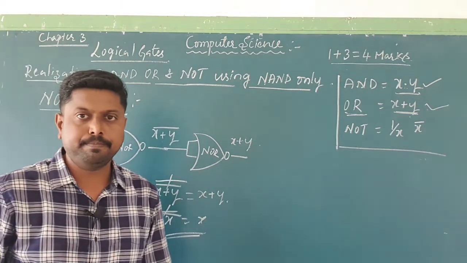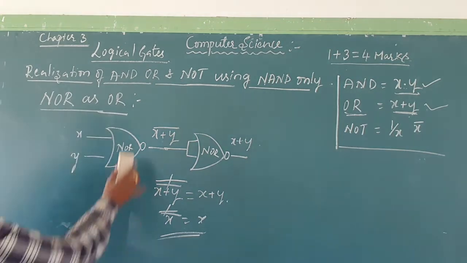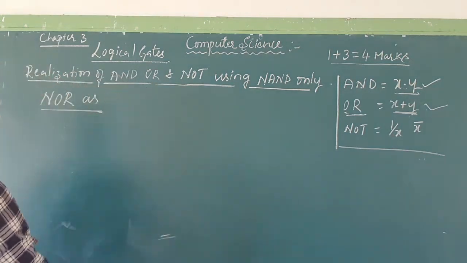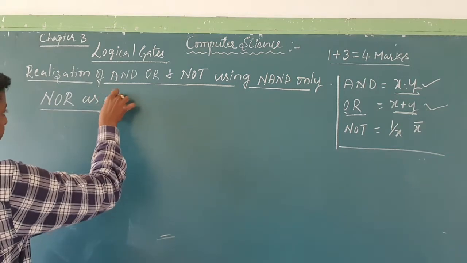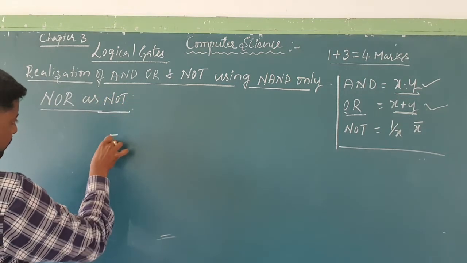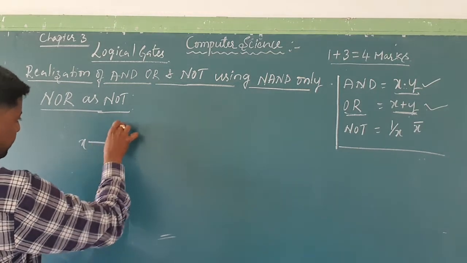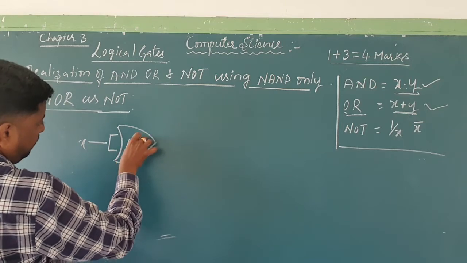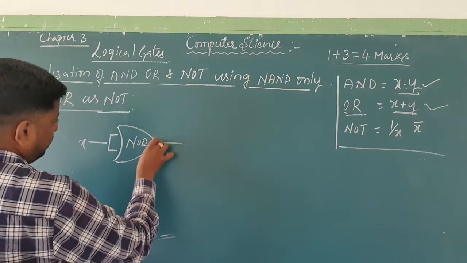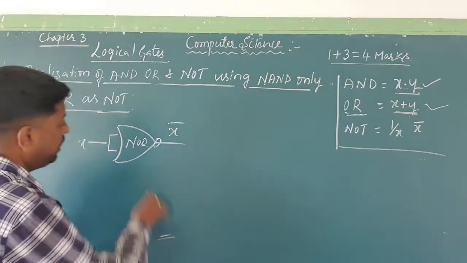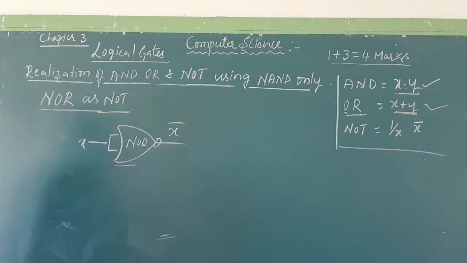And the third one is NOR as a NOT gate. It's very simple. Then x bar. So this will be the realization of NOR as a NOT.